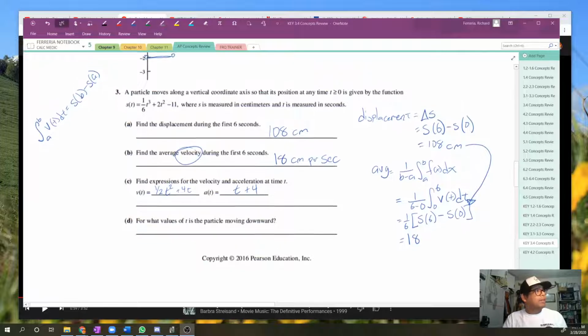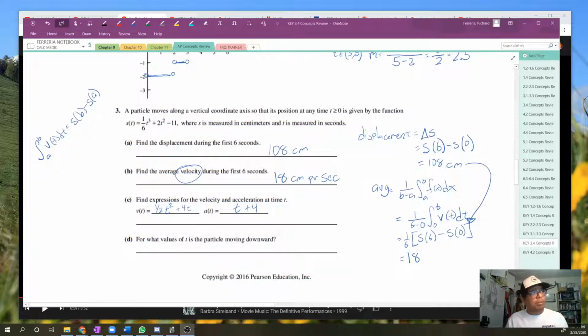And for what values of t is the particle moving downward? So just like the previous one we were doing, the particle moves downward if the velocity is negative. Just like if we have horizontal motion, the particle moves to the left if velocity is negative. So when is velocity negative? When is 1/2 t squared plus 4t less than 0?